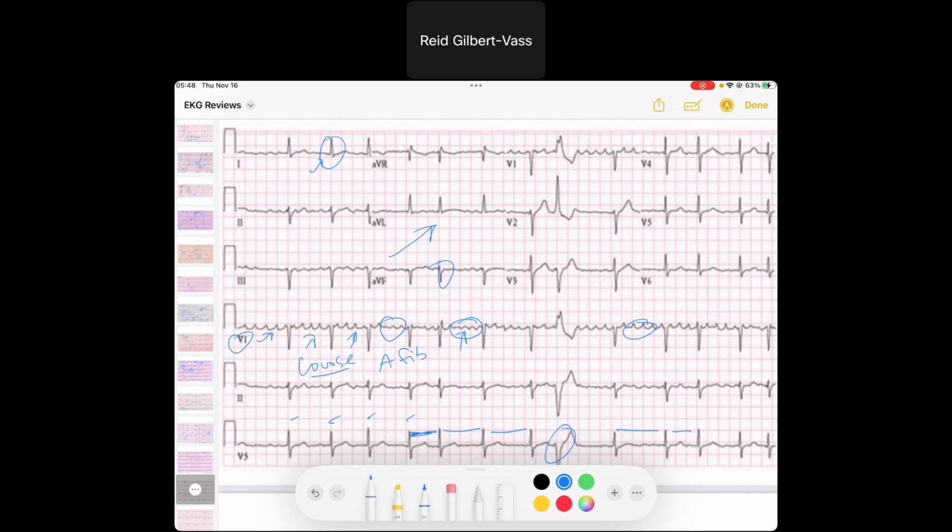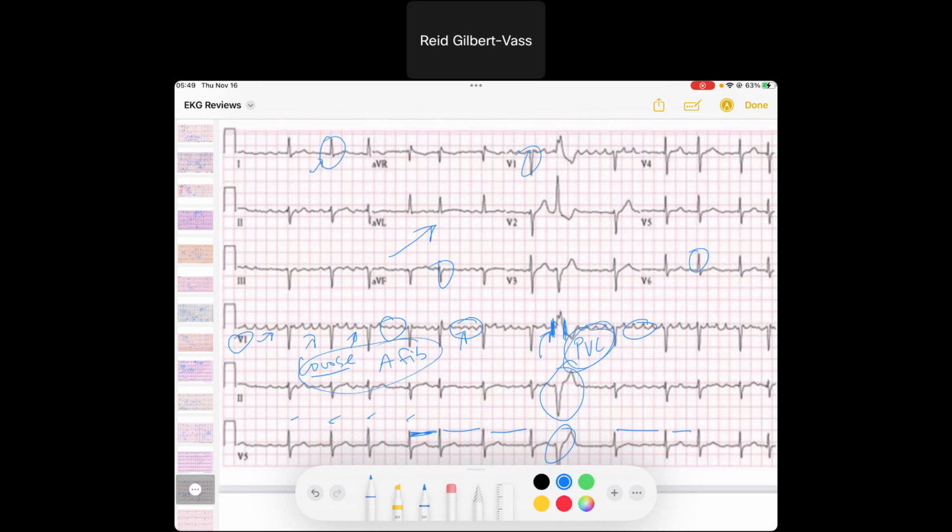And what else can we take a look at with this? Let's take a look at this funky beat. It's a wide complex, and they're in AFib, so it's hard to say, but I'd say it's a wide complex beat that occurs early. That's probably a PVC. I don't see any hypertrophy. This is coarse AFib with PVC.